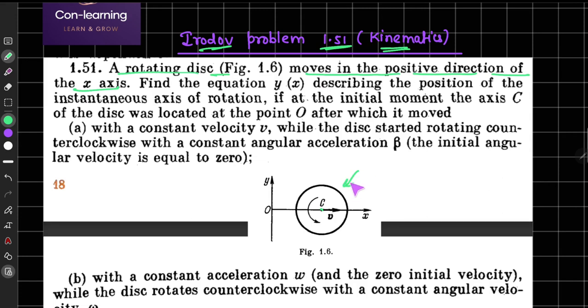So this is a rotating disk which is moving in the positive x direction, and we are asked to find the equation, that is y as a function of x, describing the position of the instantaneous axis of rotation if at the initial moment the axis C of the disk was located at the point O, after which it moved. So let us say this is the point C through which the axis of this rotating disk is going, and at the time instant t equal to 0, the axis is passing through the point O.